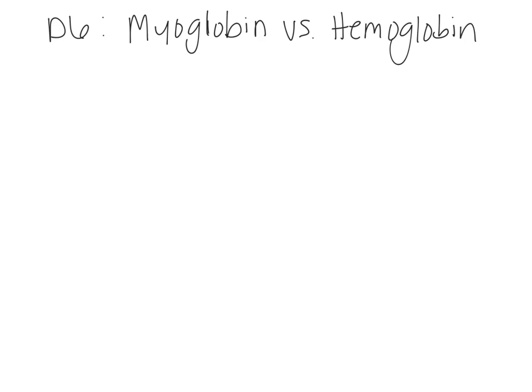Okay, now let's take a look at our last oxygen dissociation curve, and this time we're going to compare hemoglobin to another oxygen-carrying protein called myoglobin. If we look at these prefixes, hemo and myo, hemo means blood. Hemoglobin is going to be found in our red blood cells. Myo means muscle. This is an oxygen-carrying protein that is only found in our muscle cells.